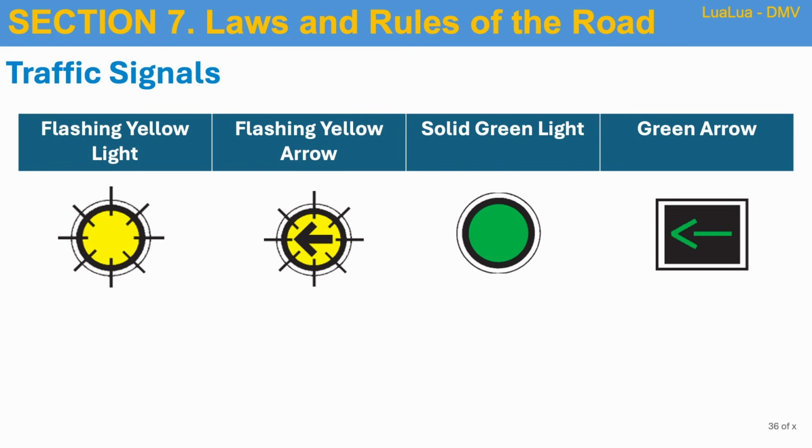A green arrow means go in the direction the arrow is pointing. The green arrow allows you to make a protected turn. Oncoming vehicles are stopped by a red traffic signal light. Traffic light not working. When a traffic light is not working, stop as if the intersection is controlled by stop signs in all directions. Then proceed cautiously when it is safe to do so.